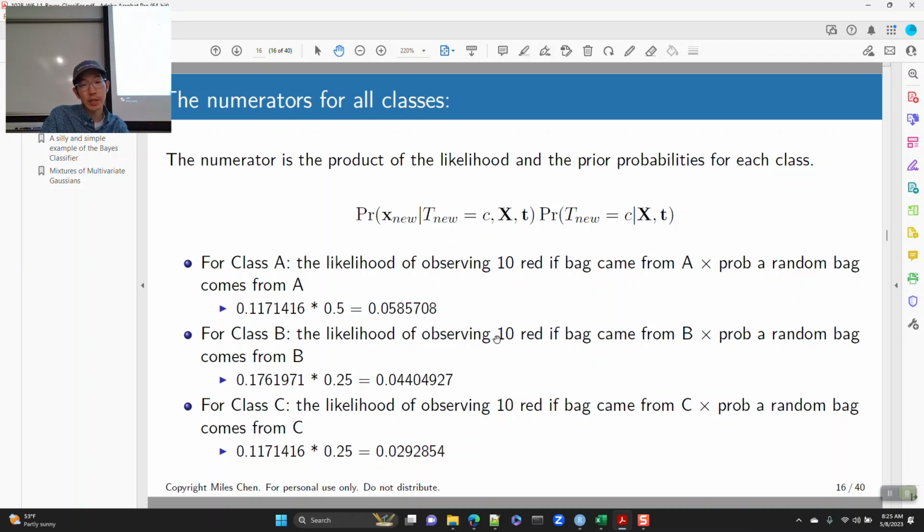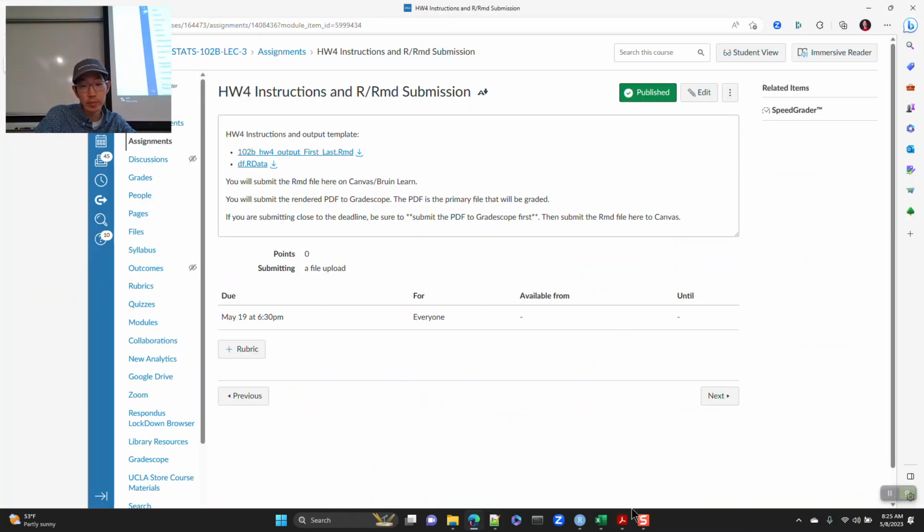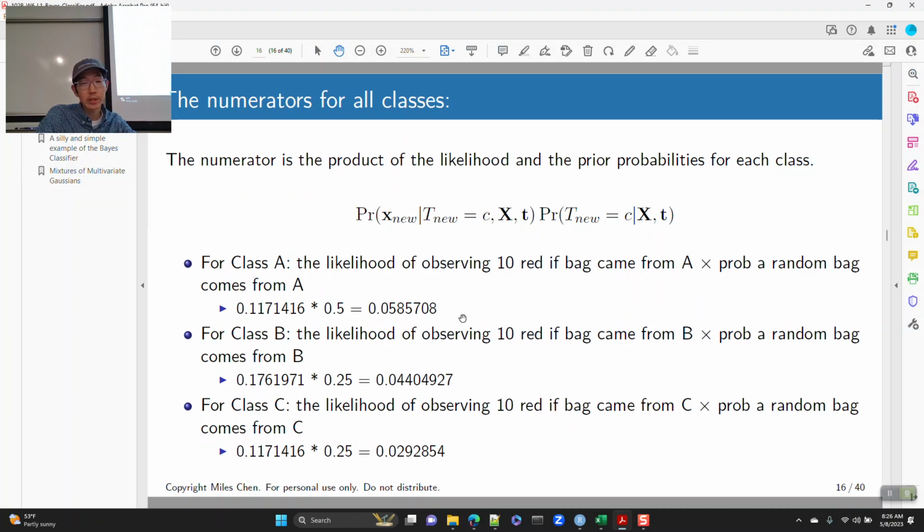Okay, so we have that. These are basically the three numbers that we have for our numerators, but in order to turn them into a probability, we have to scale these up so all three probabilities add up to 1. So if these are proportional to our answers, how do I scale these up so all three add up to 1?